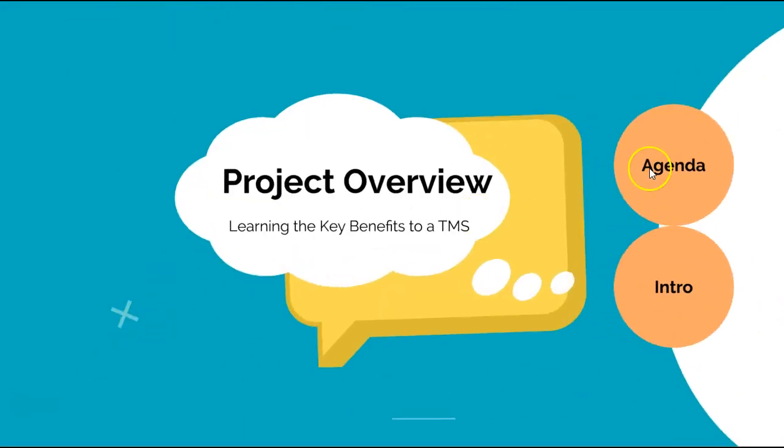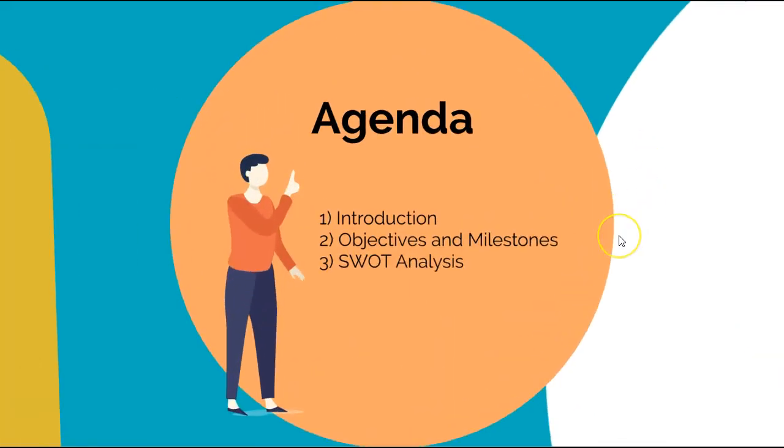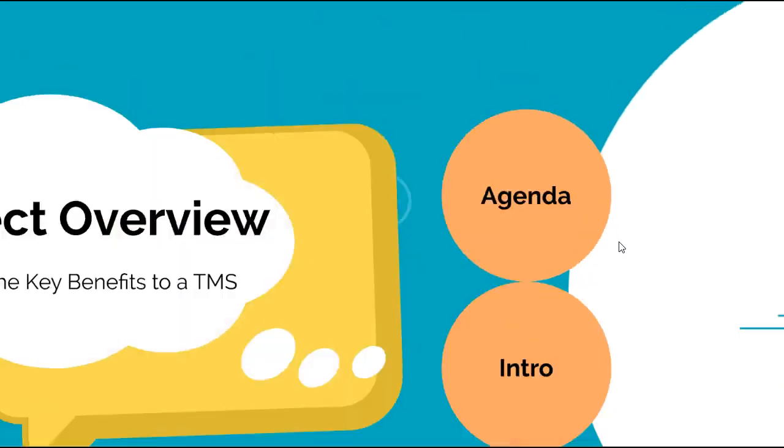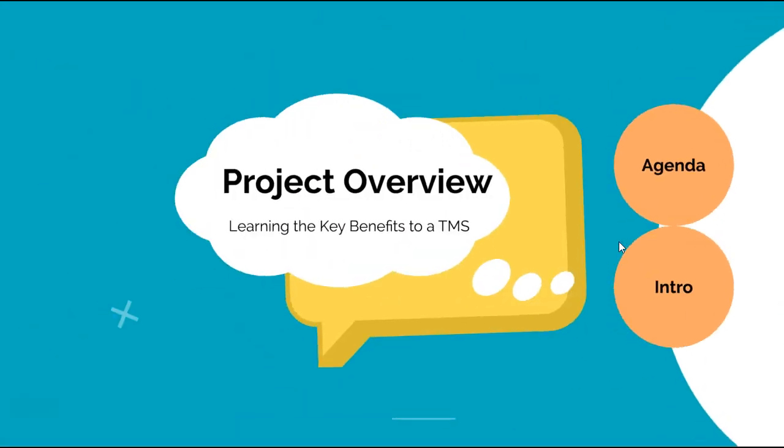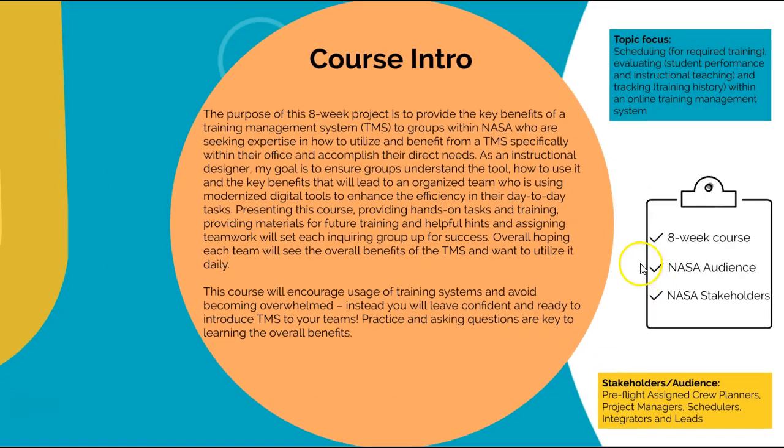First, the project overview. I'm going to start by introducing the project, talk about objectives and milestones, and dive into the SWOT analysis, which is part of assessing the risk and escalation and how we will focus on those key points. So introduction to the course, it is 8 weeks. The goal is to focus on scheduling, evaluation, tracking, all the many options that are within a training management system.